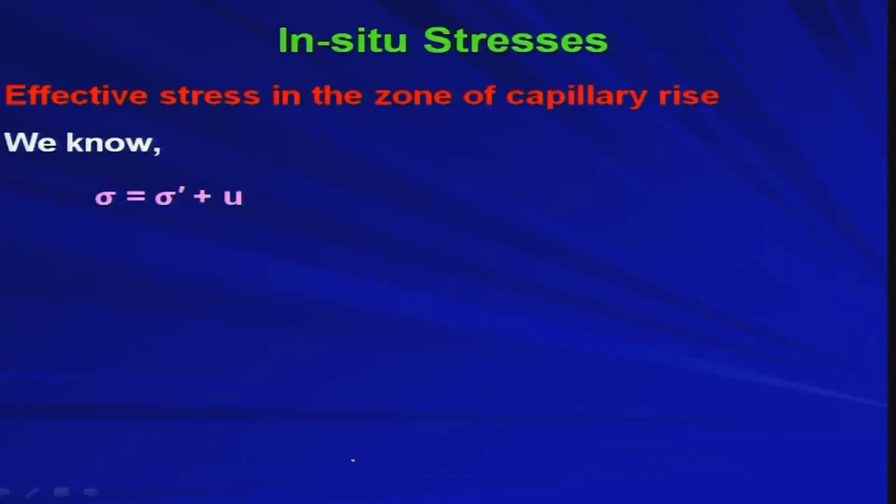Now, coming to the concept: if we want to calculate the effective stress in the zone of capillary rise, how can we do that? We know that sigma is equal to sigma prime plus u. Sigma is the total stress, sigma prime is the effective stress, and u is the pore water pressure. This is the fundamental relation we have already established and discussed in detail in the last lecture, right.